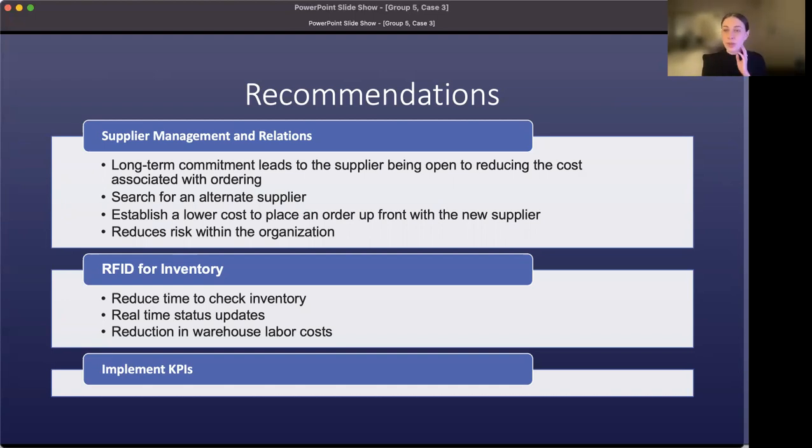And second, we propose diversifying our suppliers and beginning the search for an alternate supplier. Now, this is a viable option, but it won't be quick. Dual sourcing would allow SMC to establish a lower cost to place an order up front with a new supplier as part of initial negotiations, and diversifying your sourcing always reduces risk within the organization.